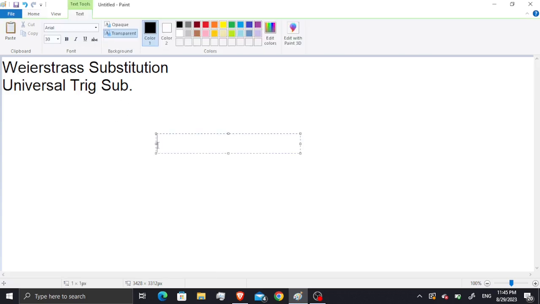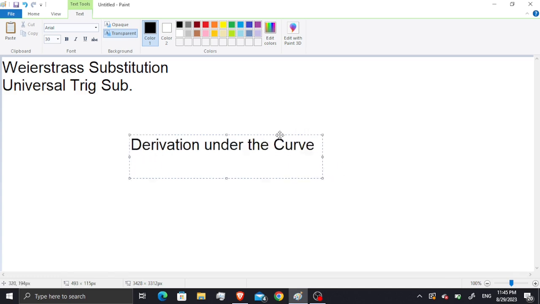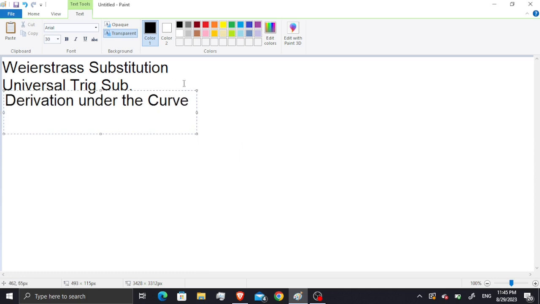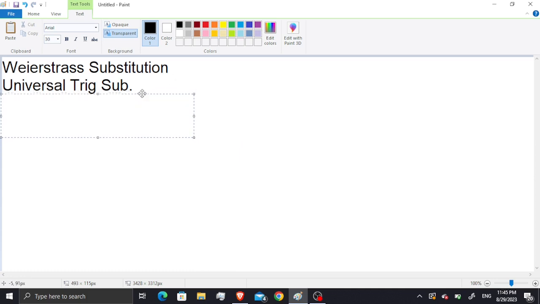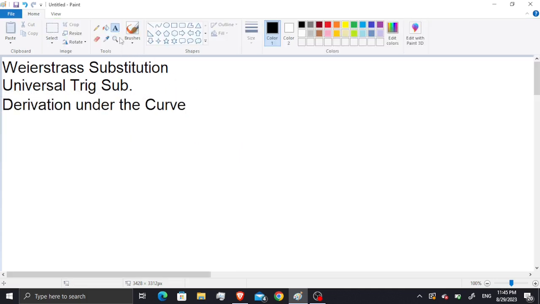There's a fair chance they probably won't know about Feynman's technique, or rather, I like to call it derivation under the curve. Sorry, it's almost midnight. Derivation of the curve. They probably won't know how to do this. There's definitely a whole other list of things they probably won't be able to do.